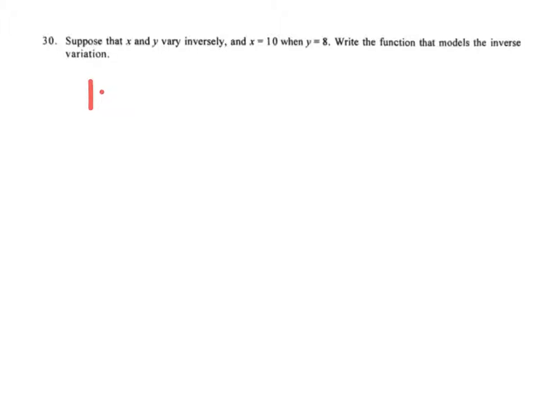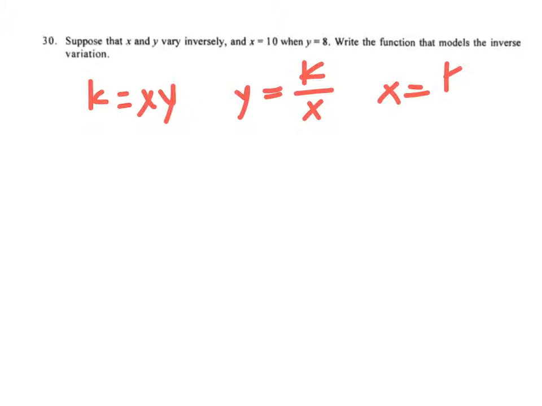The first one is k equals xy. Y equals k over x is our second one. And x equals k over y. My guess is that they would be in this form, but I guess they could be in any of the other ones.